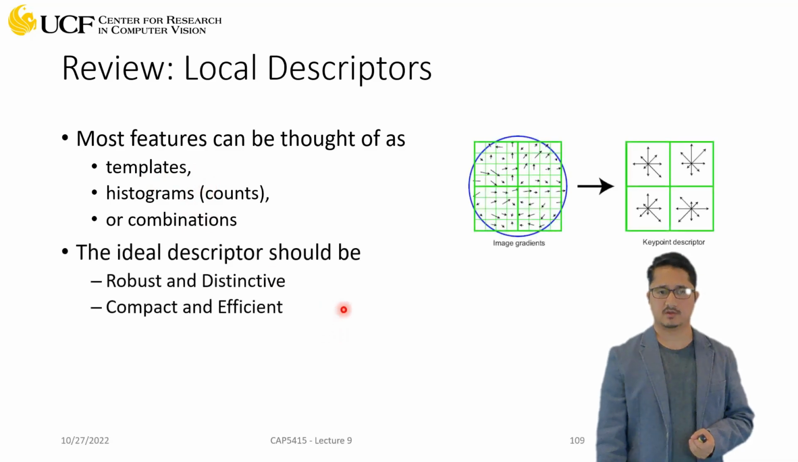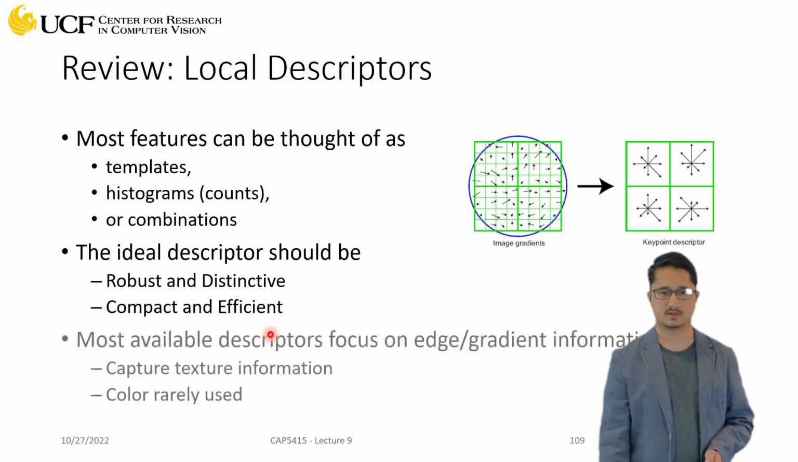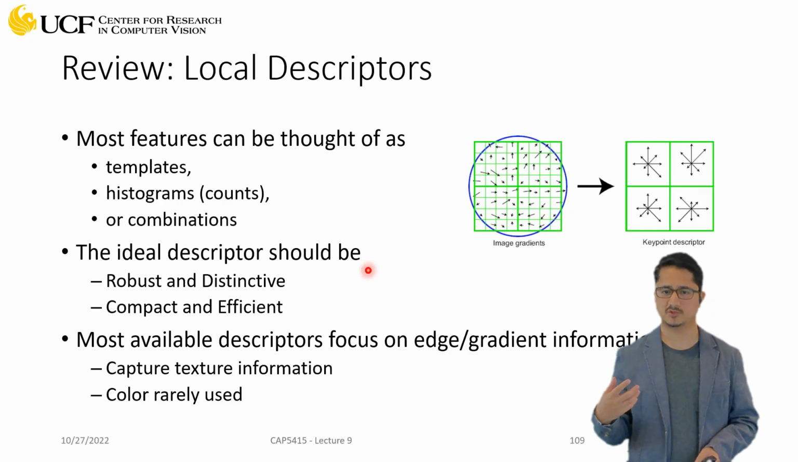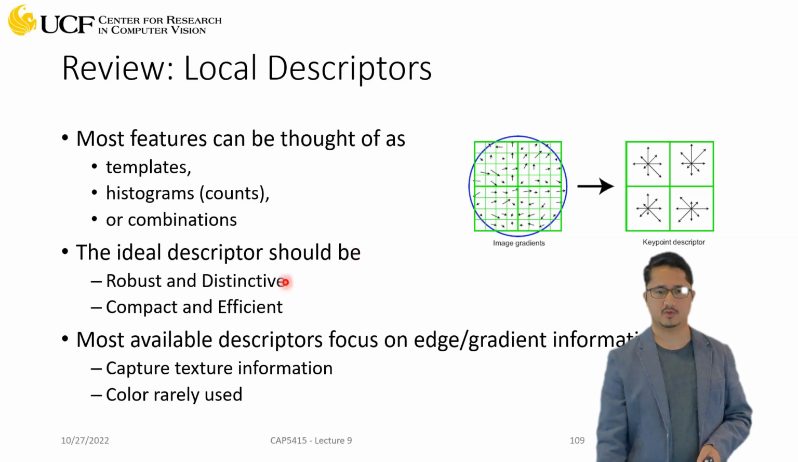Most of the time it's a combination of these two. And these are very common properties which we want to have in these features. They should be robust, they should be distinctive, and of course, they should be compact as well as efficient. So far, most of these descriptors focus on edge or gradient information, which is interesting. But of course, we can have descriptors which utilize only color information, for example, if we have some problem where color plays a very important role.